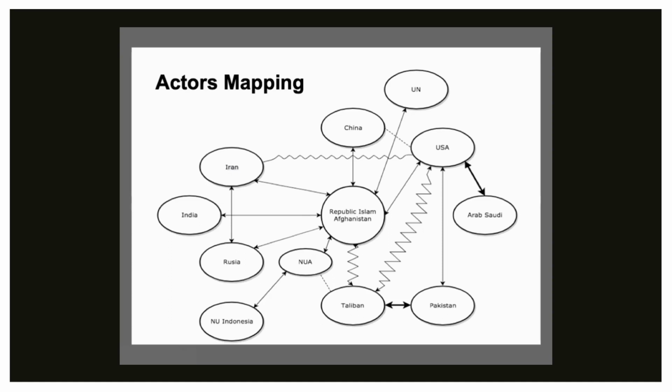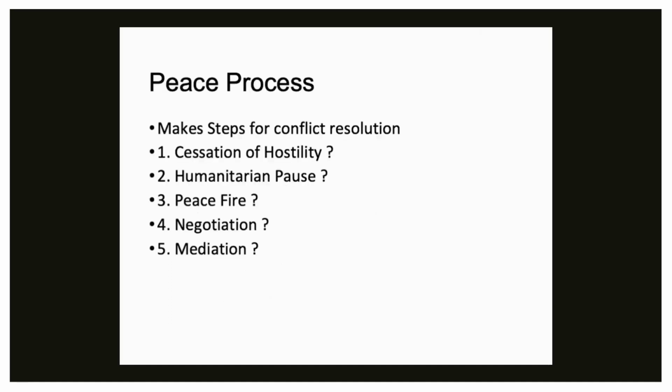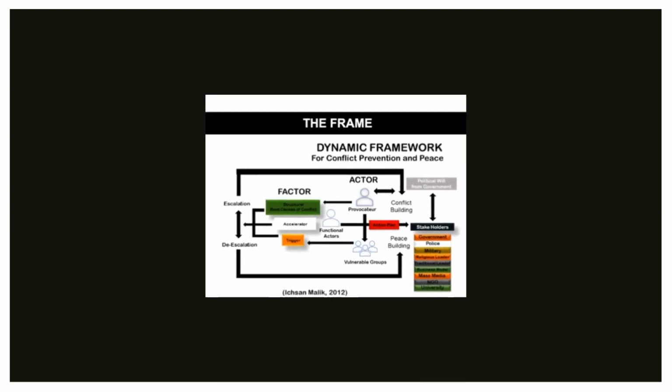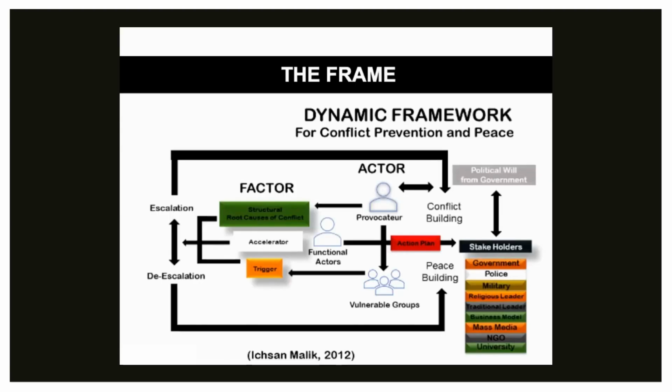That is the actor mapping. And then the last is the peace process. The peace process makes steps of conflict resolution: cessation of hostilities, ceasefire, humanitarian pause, negotiation process, mediation process. Those are the 4 tools of our framework. The framework in one picture is like this. This is the 5 elements of the dynamic framework for conflict resolution.